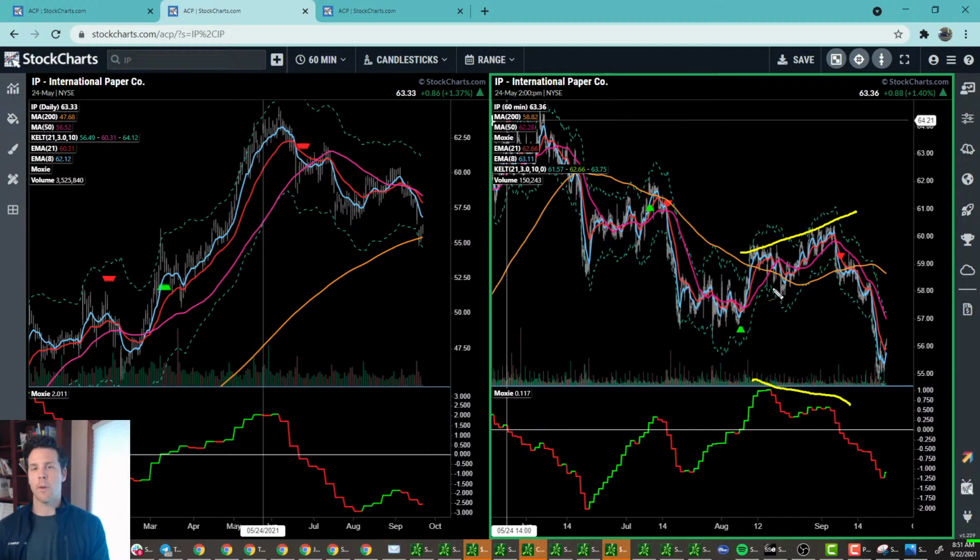So you kind of think about, what is Moxie trying to tell us? What is this indicator trying to communicate to us? What we can see is, hey, price went higher, but the Moxie indicator is telling us, well, it didn't go higher on more energy. It actually went higher on less energy, and that's negative divergence.